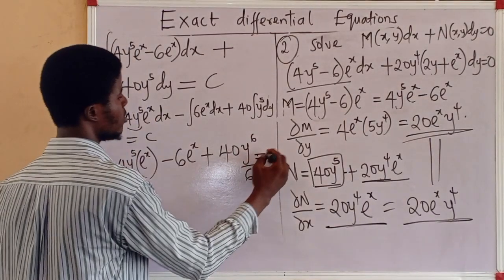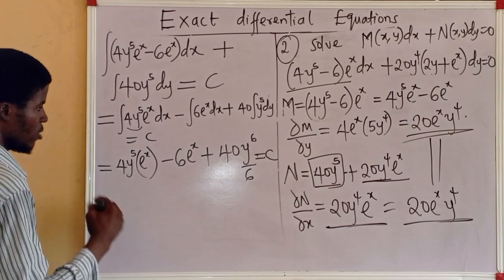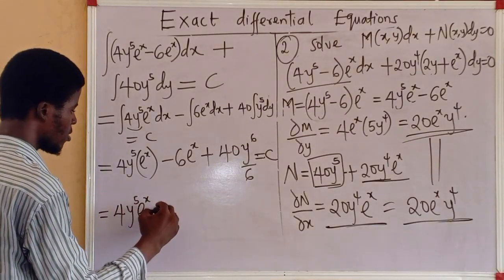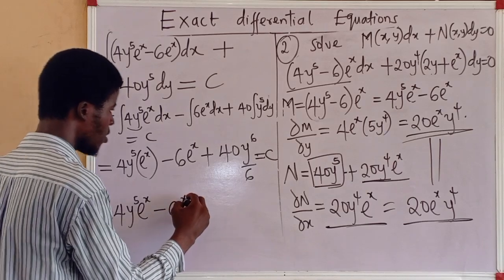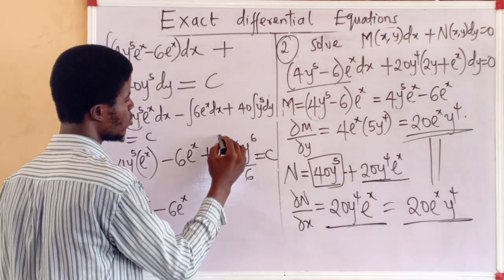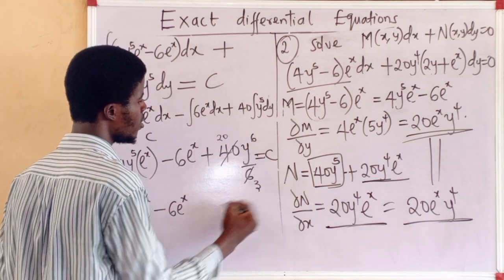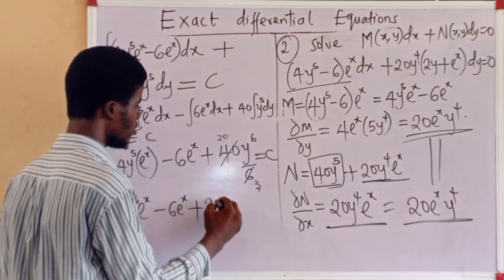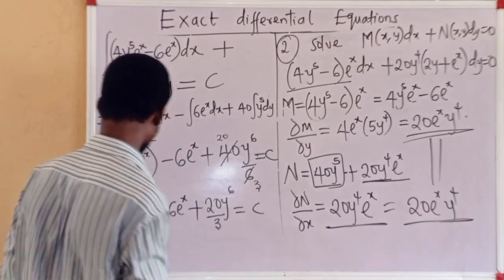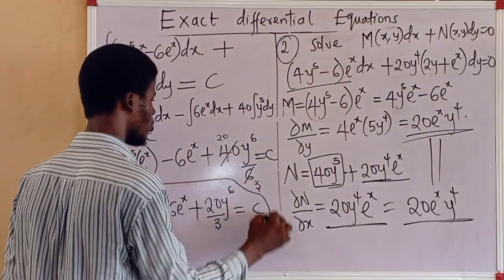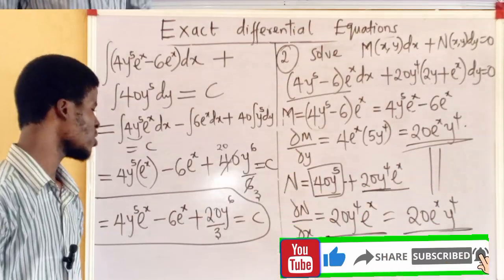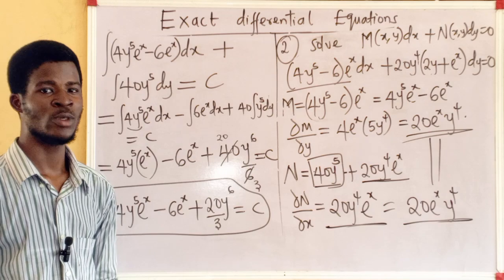Everything is equal to what? The constant c. So let's simplify. We have 4y to the 5th e to the power of x minus 6e to the power of x. Okay, we can break this down. 2 here is 20, 2 here is what? 3. So this is plus 20y to the 6th all over 3 equal to c. This is the general solution to this exact differential equation. So this is how to solve exact differential equations.